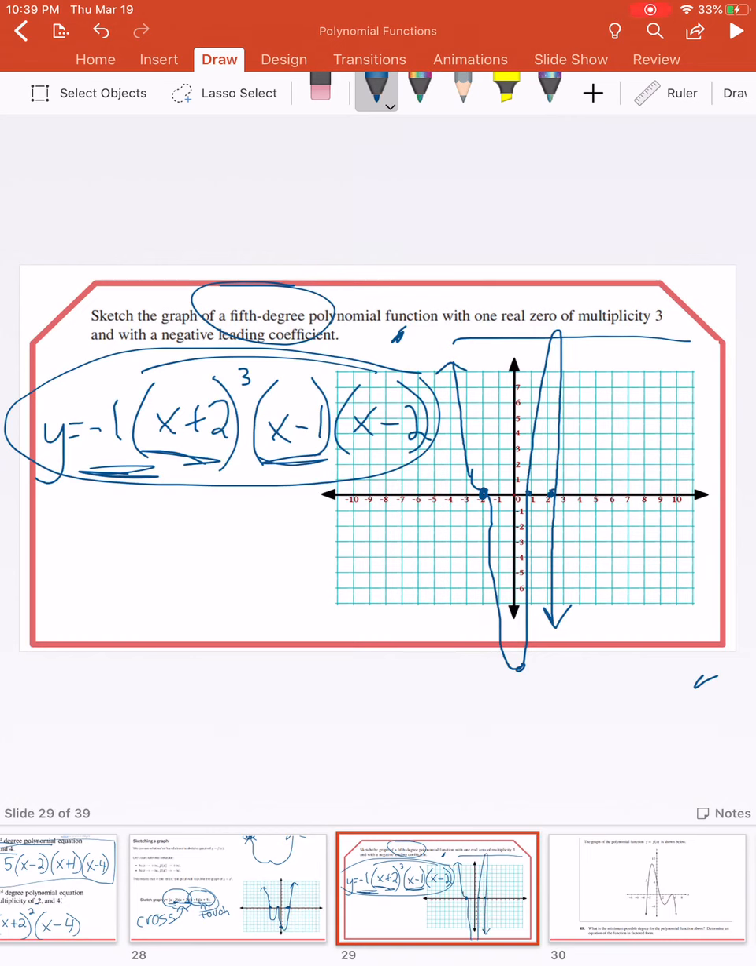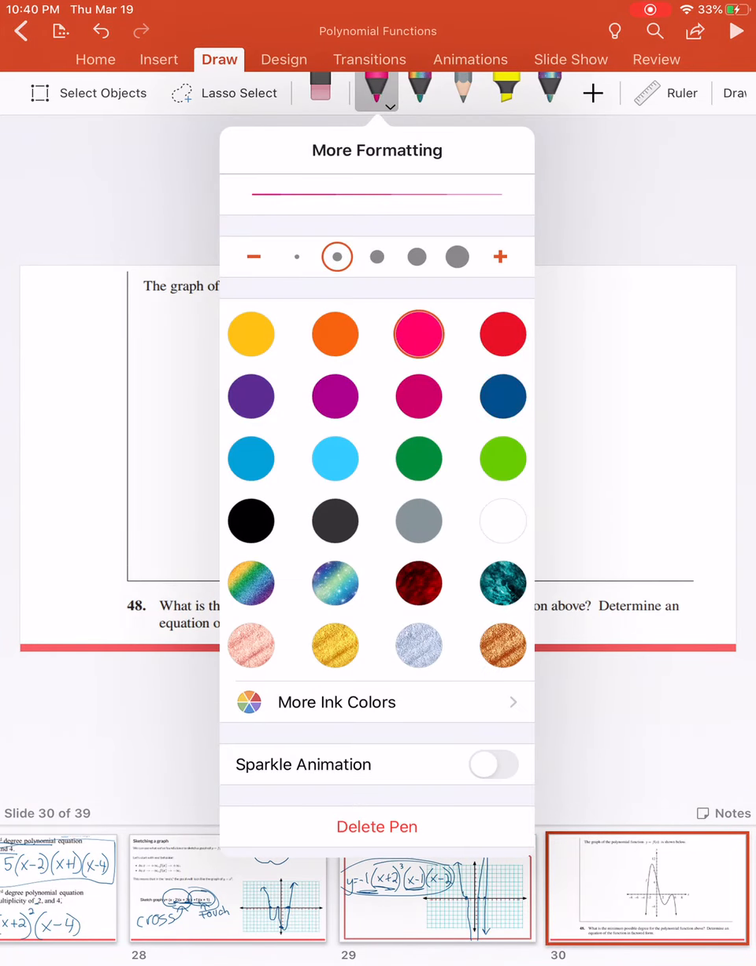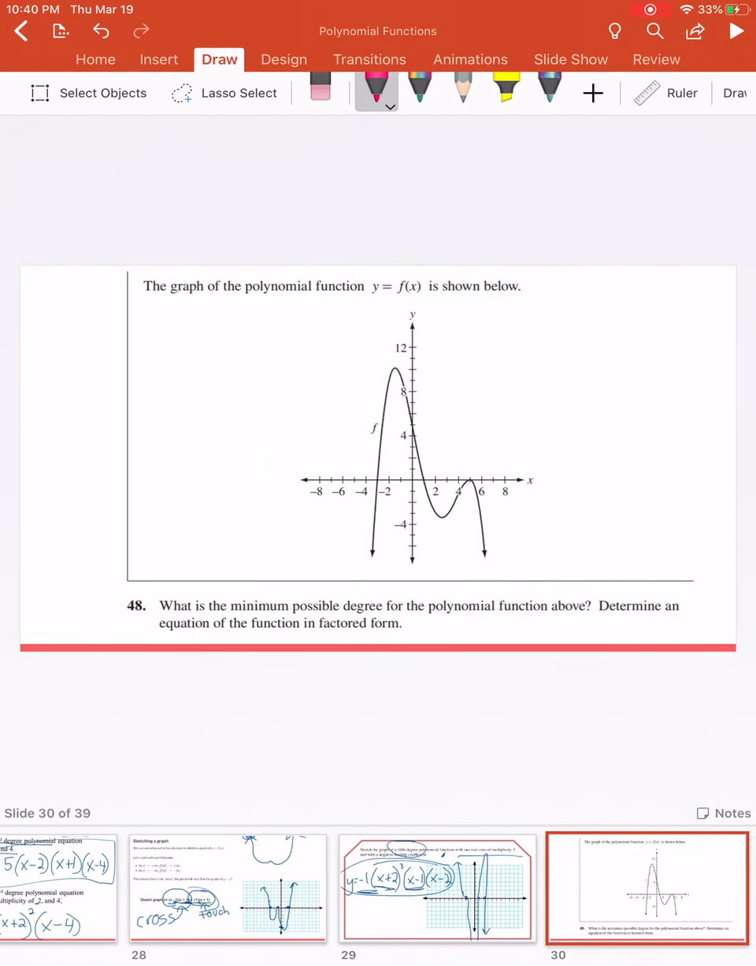Again, infinite possibilities, lots of different graphs you could have drawn and equations you could have written that meet these descriptions. Okay, so let's look at some more diploma questions. So here it says, what is the minimum possible degree? When we look at the end behavior, we're going from quadrant 3 to 4. I see a 0 here at -3 with a multiplicity of 1.